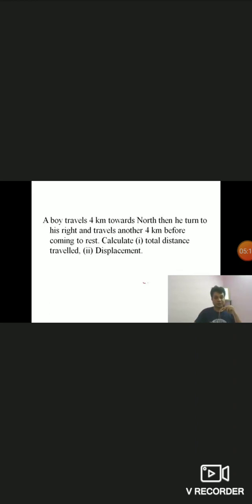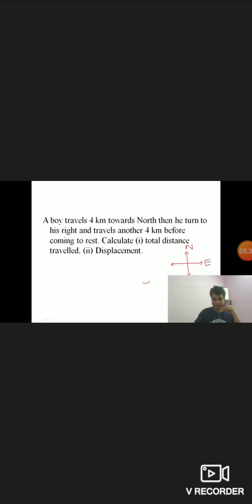Look at the question. A boy travels 4 kilometers towards north, then he turns to his right and travels another 4 kilometers before coming to rest. Calculate the total distance traveled and the displacement. Before that, we can draw the general directions. As we know, this is north, this is south, east and west.